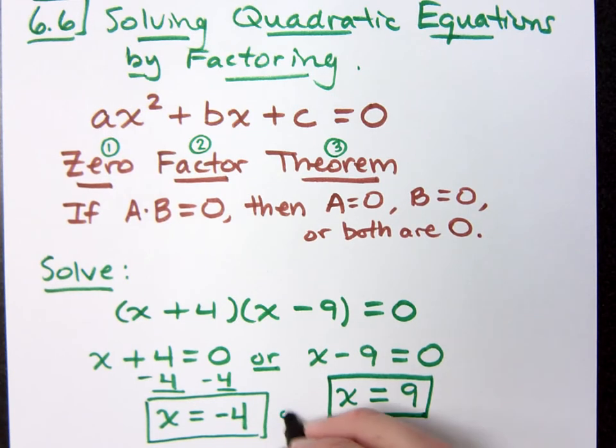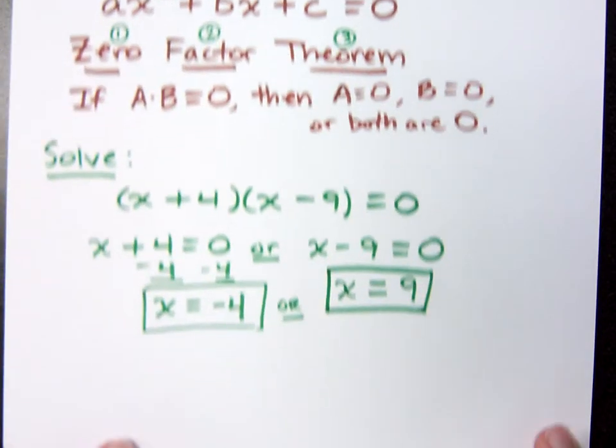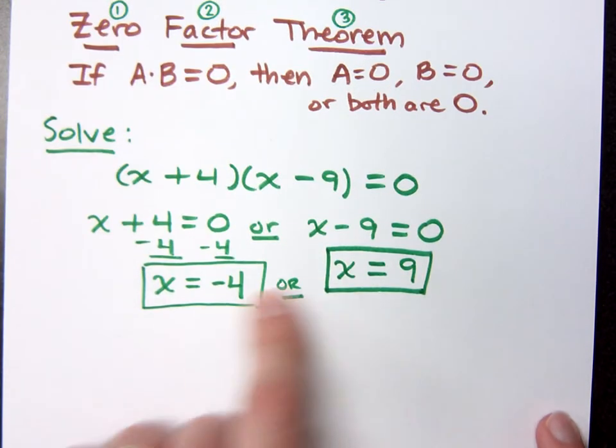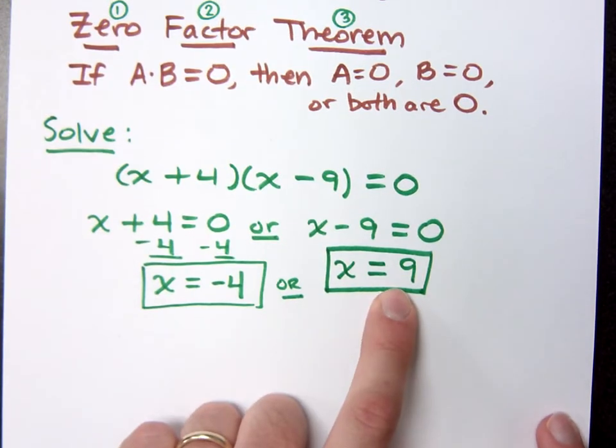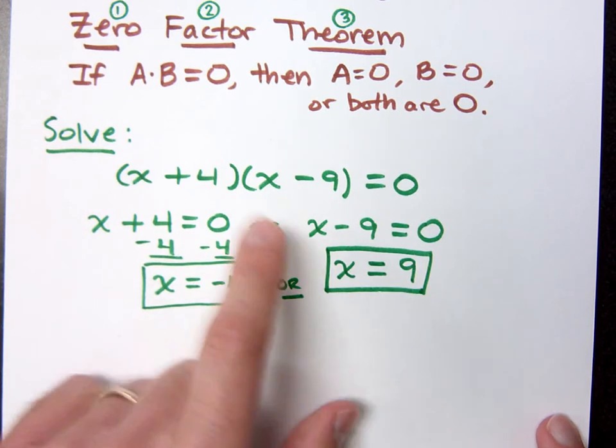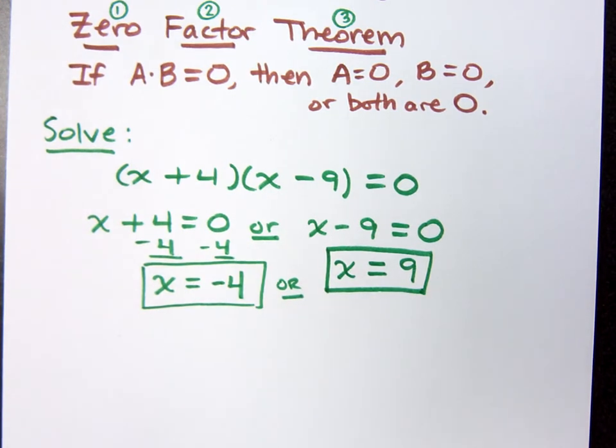So that tells me that I have two possible answers here for this equation. My solutions are x equals negative 4 or x equals 9, because you saw that when I checked either one of those, it would work out. So that opens up this huge door of possibilities for us. Because normally when I solved equations back in the first week of class, how many solutions would I have? One. Now I can have more than one solution.